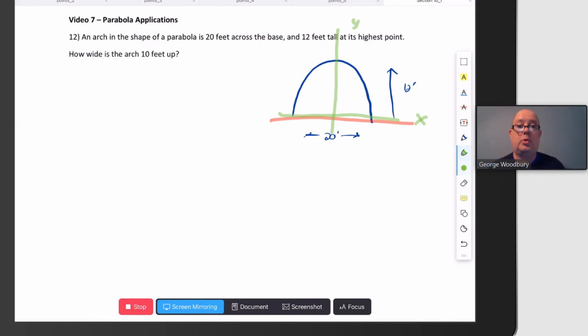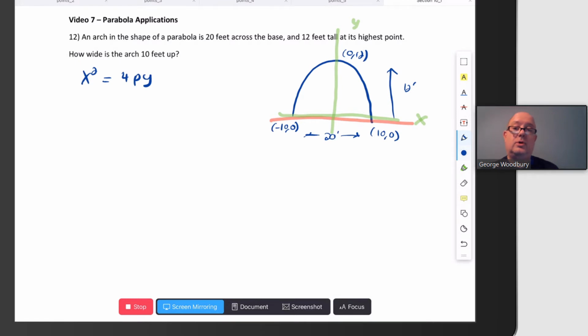And I'm going to label the points that I know. 20 feet all the way across means 10 feet in each direction. So this point is (10, 0), and this is (-10, 0). The height is 12 feet, so (0, 12). That's my vertex. And this one opens downward, so I know that the equation is going to look like this: x squared equals 4py.